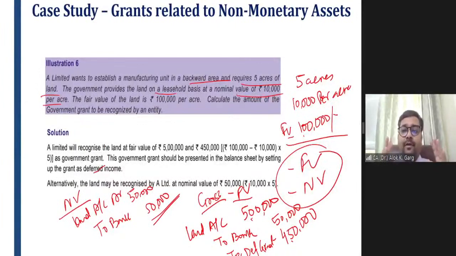So we have solved this case study with the help of the gross approach as well as the net approach. When I say gross approach, it is the fair value approach. When I say net approach, it is the nominal value approach. So A Limited will recognize the land at fair value of rupees 5 lakh and 4,50,000 as a government grant. This government grant should be represented in the balance sheet as deferred income, and this deferred income has to be amortized over a period, let's say the period of the leasehold life. Alternatively, the land may be recognized by A Limited at a nominal value of rupees 50,000, which is 10,000 multiplied by 5.